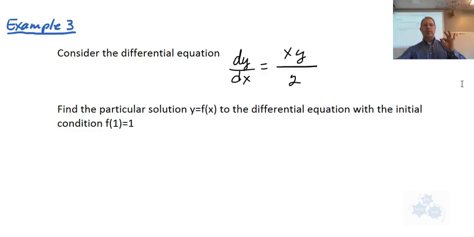Okay, so this is the third example for solving separable differential equations with initial conditions of first order. We got a first derivative given here, and it's x times y over 2. That's what the derivative is given. The question is, again, the question that we've been solving for the other examples as well. Find the particular solution y equals f of x to this differential equation with initial condition f of 1 equals 1. Okay? All right. So let's deal with this here.